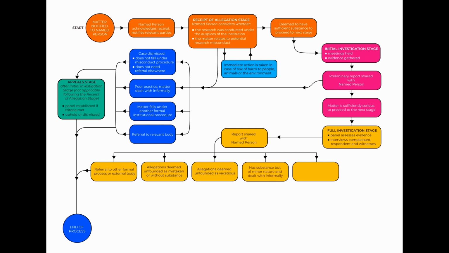Fourth, similar to the outcomes from the initial stage, the matter may be determined to have some substance, but it is of a minor nature and can be dealt with informally. For example, it could be poor practice rather than deliberate or reckless behavior and therefore not fall under research misconduct. The fifth and final outcome is that the allegations are upheld either in full or in part.